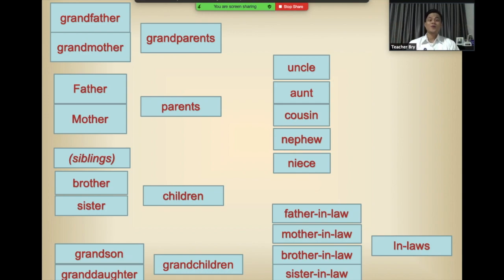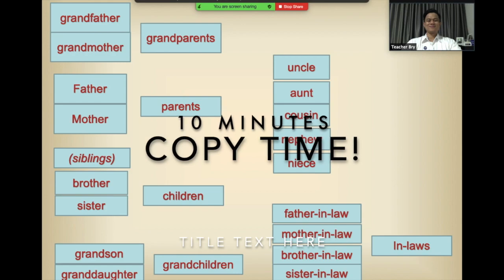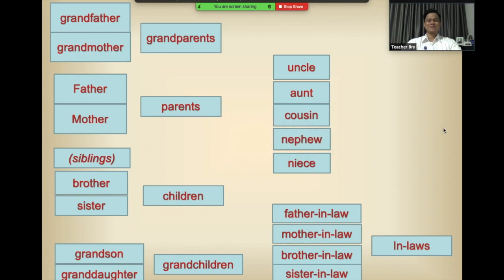I'll give you time to copy that. So tomorrow, when we have our family tree lesson, it will be easier for you to determine which one is the family member. All right, time is up. I hope you've finished copying everything.